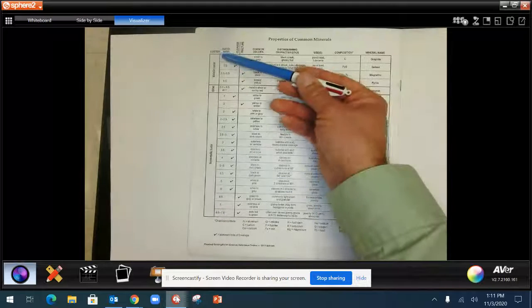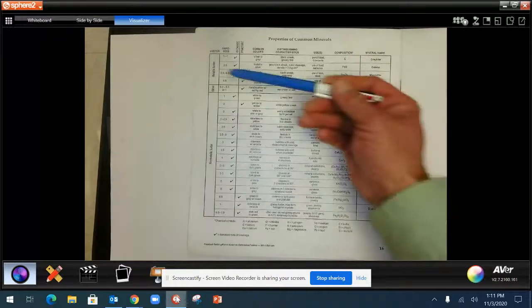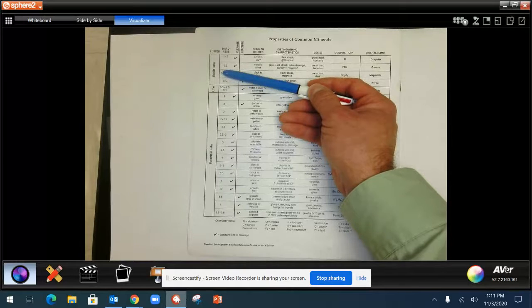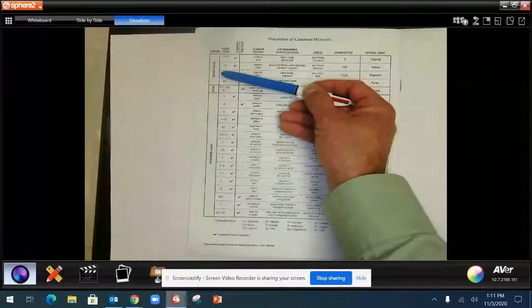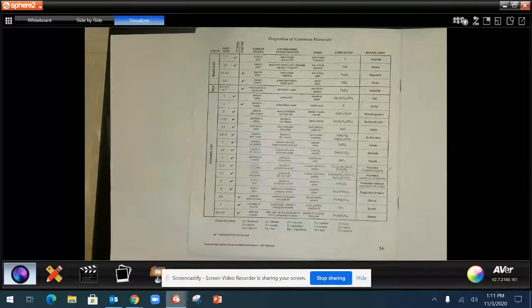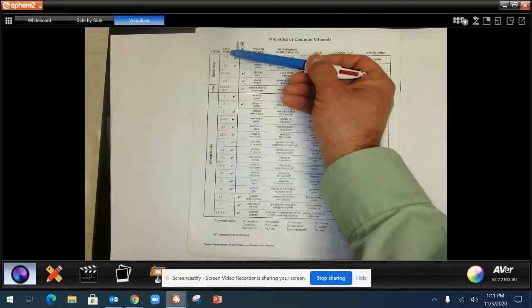The first one being luster. That's a mineral's ability to reflect light. And it'll either reflect light like a metal, and when we say metallic luster, that means it'll have a gold or silver appearance. Not that it's shiny, but that it appears as if it is gold or silver. We also have non-metallic, which means that it does not look like a metal, i.e. gold or silver.